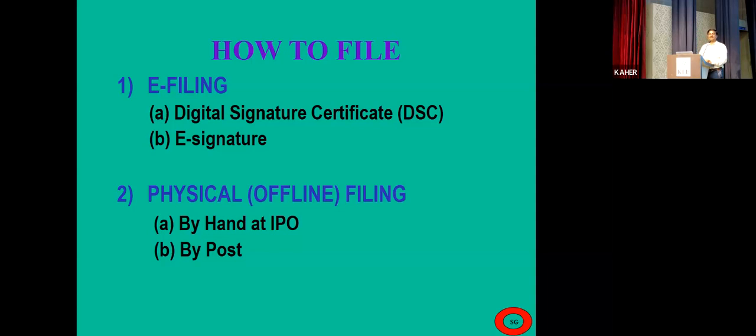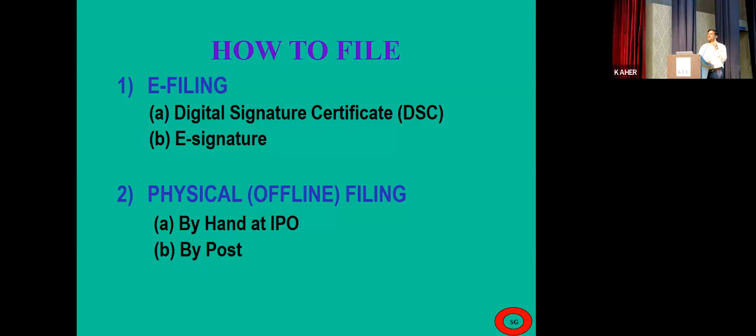But a DSC costs approximately 5,000 rupees, and you have to renew it every year. So that much is the fee. For patent agents, it is mandatory to sign with a DSC only. They don't have the option of e-signature. Only the applicant has that. Physical filing, offline filing, is also a possibility.